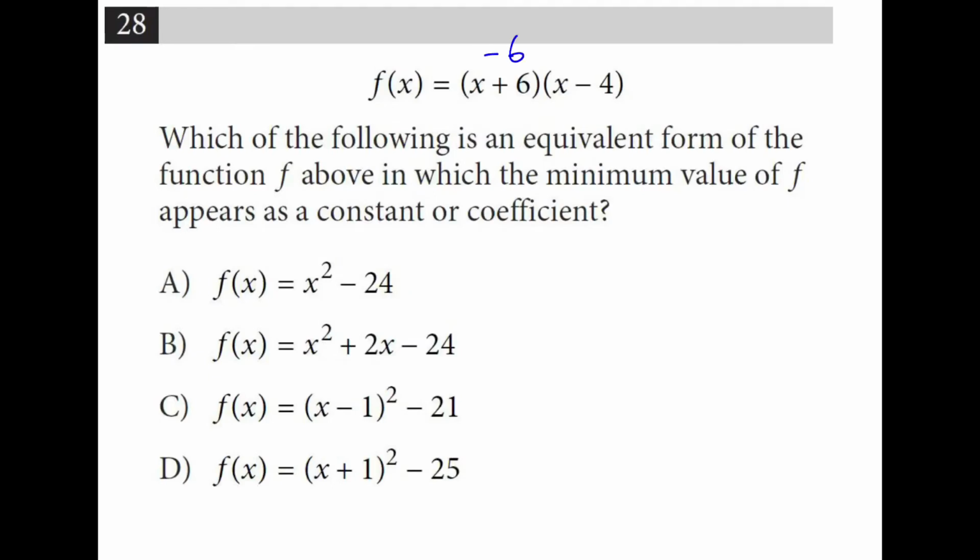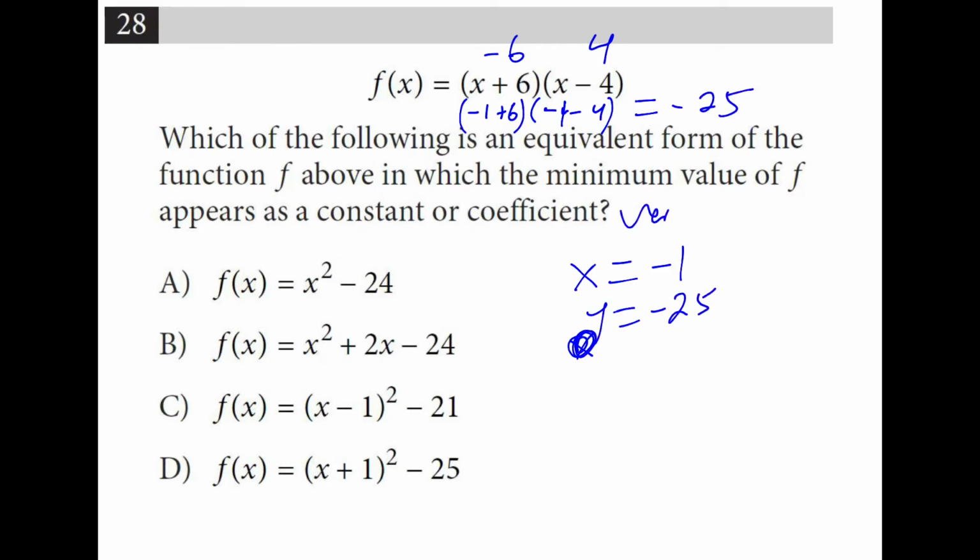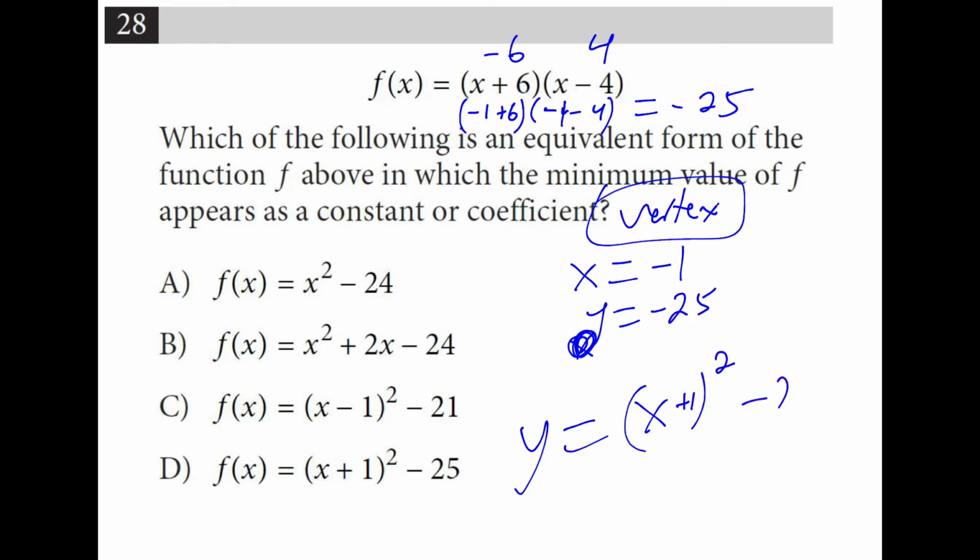My intercepts here are negative 6 and positive 4. There's a distance of 10 between them, so if I go 5 over, x equals negative 1. That's going to be the x-coordinate of my vertex. So then if I plug that in, I have negative 1 plus 6, which is 5, times negative 1 minus 4, which is negative 5, I get negative 25. So y is equal to negative 25. That's my vertex. So to write this in vertex form, I'm going to say x minus a negative 1, which is plus 1, squared, minus 25.